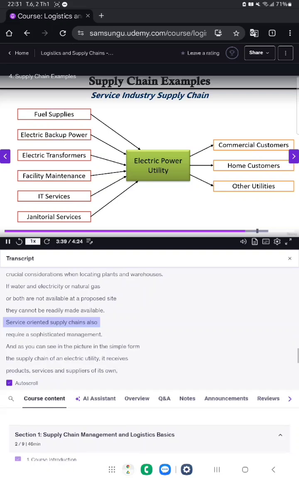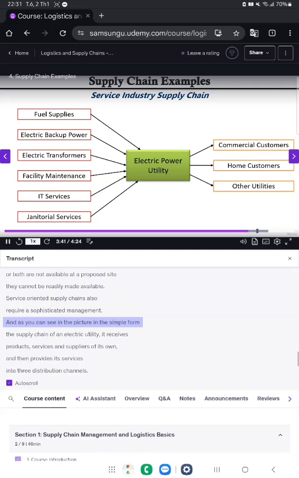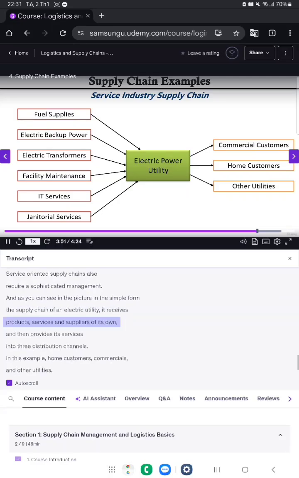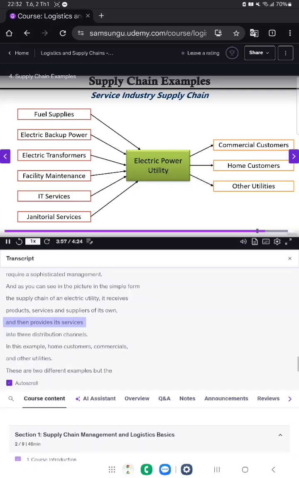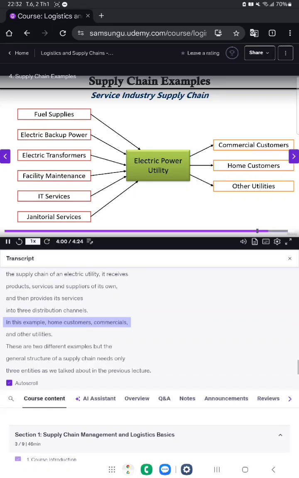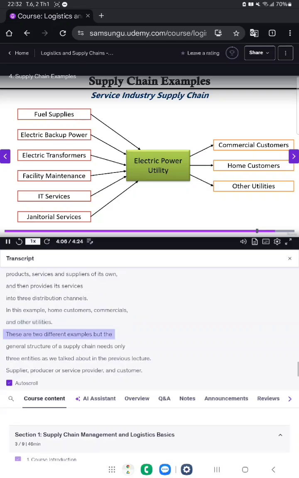Service-oriented supply chains also require sophisticated management. As you can see in the picture, in the simple form, the supply chain of an electric utility receives products, services, and suppliers of its own, and then provides its services into 3 distribution channels. In this example, home customers, commercials, and other utilities. These are two different examples, but the general structure of a supply chain needs only three entities, as we talked about in the previous lecture: supplier, producer or service provider, and customer.